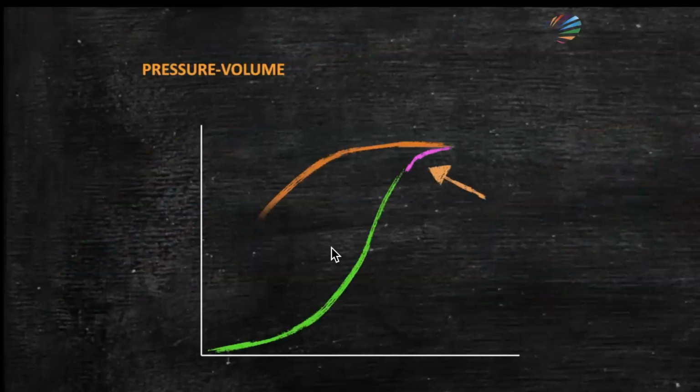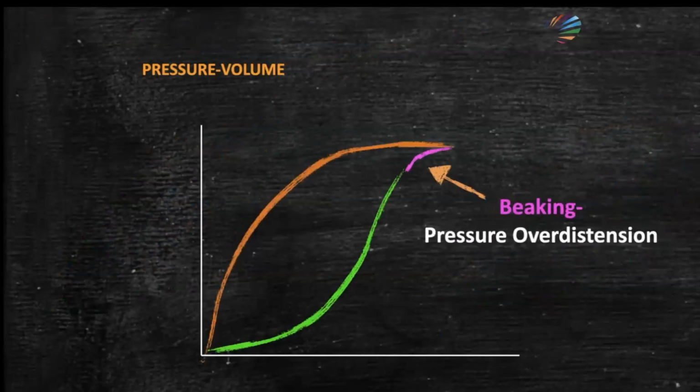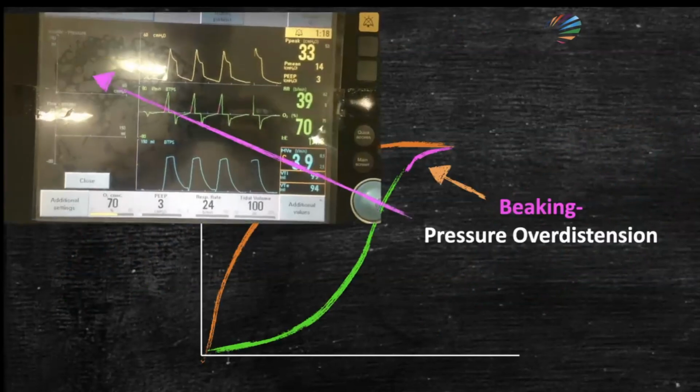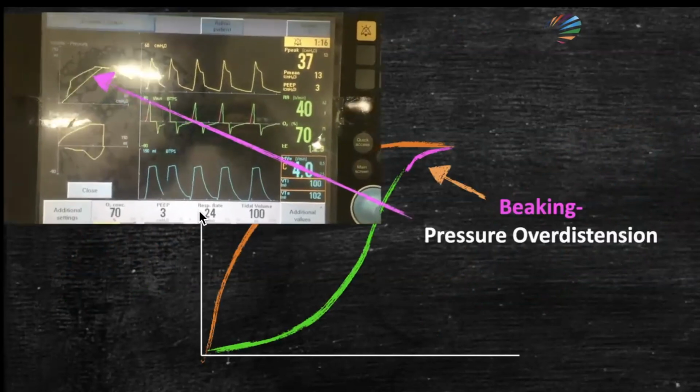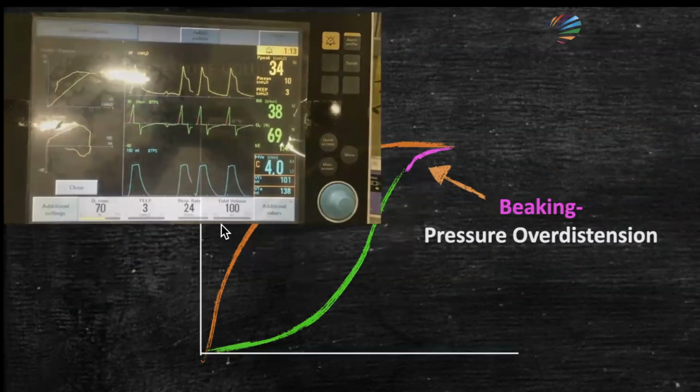This is an example of pressure over distension leaking, and this is again going to be seen in both the situations of increased airway resistance as well as poor lung compliance, as we saw earlier. This is a pressure over distension leaking.